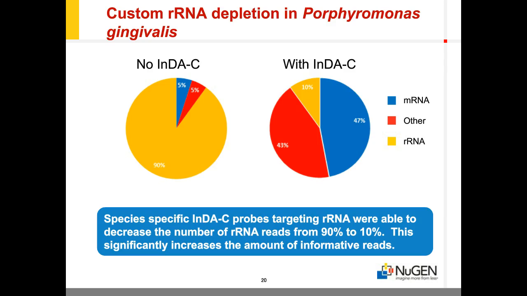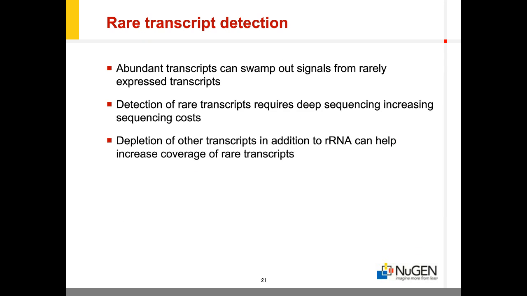NGS can provide a wealth of information on the transcript profile of a sample. Low expressed or rare transcripts, however, can be difficult to detect due to the abundance of highly expressed transcripts. Detection of these rare transcripts requires very deep sequencing to overcome the abundance of reads derived from highly expressed transcripts, resulting in increased sequencing costs. While eliminating ribosomal RNA transcripts can help, depletion of other highly expressed transcripts can further increase coverage of rare transcripts, reducing the depth of sequencing needed for detection.